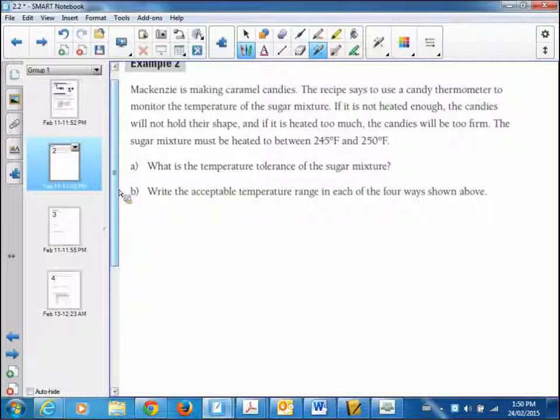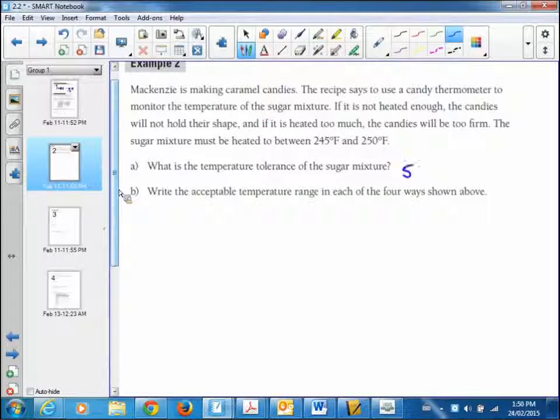Tia? Well, it's both of you actually. I just had to pick one first. So, what is the tolerance? It's looking at how much wiggle room you can go. It has to be between 245 and 250. So the tolerance is 5 degrees. Does that make sense? Max minus the min, highest and lowest.